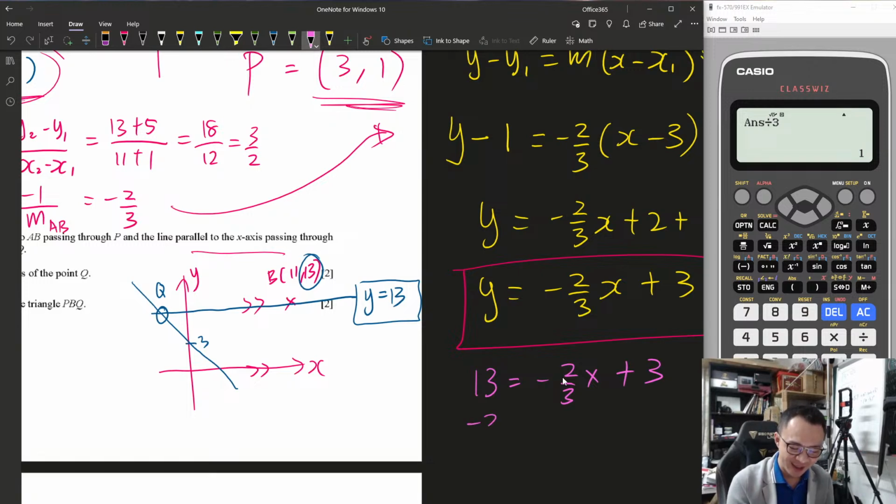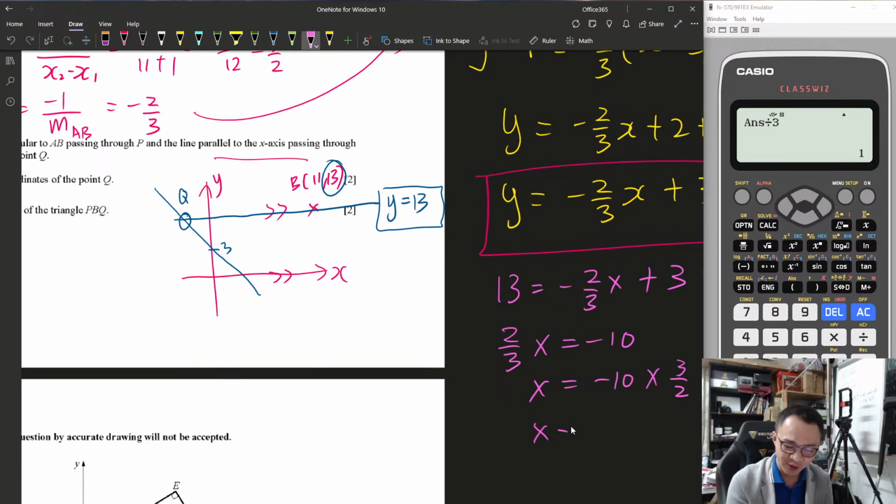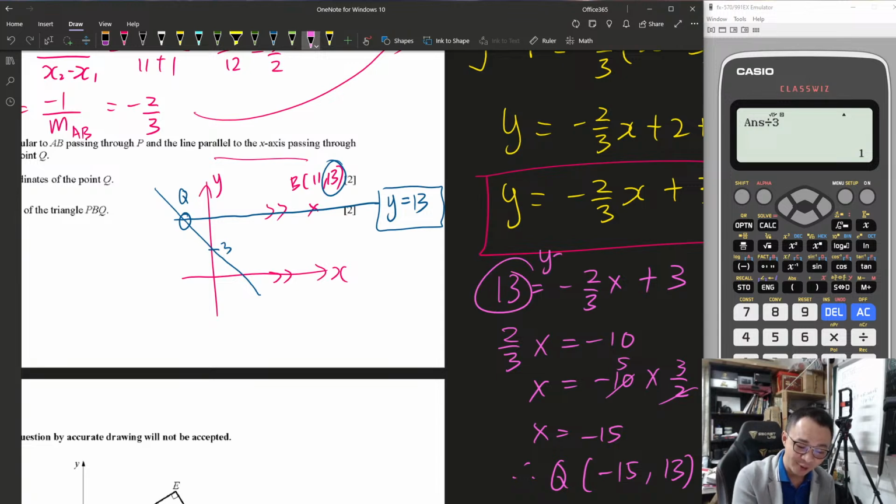So this one is negative 2 over 3, move to the other side, become positive 2 over 3x. This one becomes 3 minus 13, so it's negative 10. Then x equals negative 10 multiplied by 3 over 2. So x will equal, cut, negative 15. So therefore, coordinate Q, x is negative 15 and y is 13, right? Because just now I sub y equals 13 into the equation.